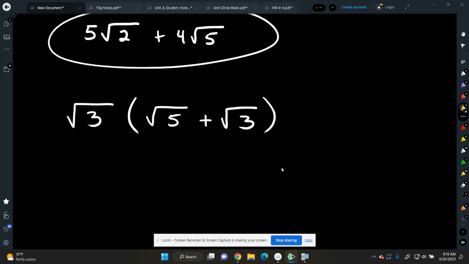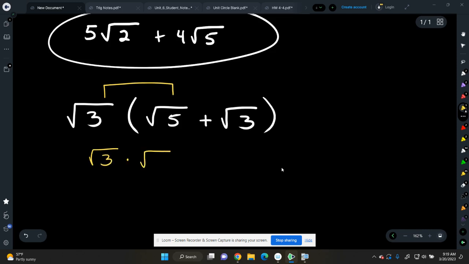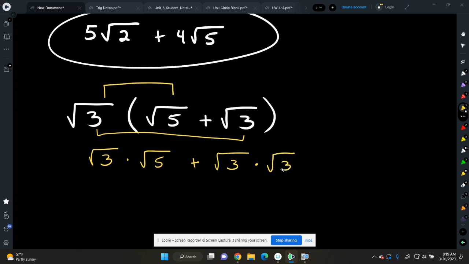Jonah, what should we do? Combine them. How do we do that? You multiply, like 3 times 5 times 3. Yeah, so let's distribute. Let's do the square root of 3 times the square root of 5 plus, and we're going to distribute here, the square root of 3 times the square root of 3. Okay? So our first step was distributing. Yes, John? Does it matter which side we put it on? No, it does not matter.